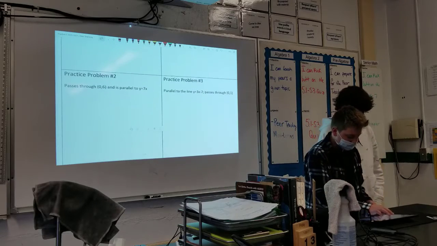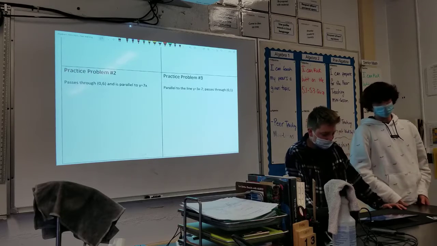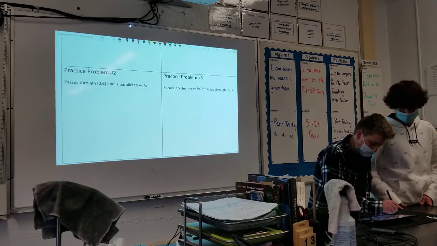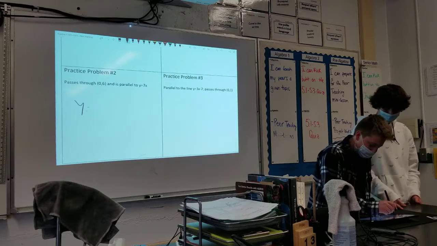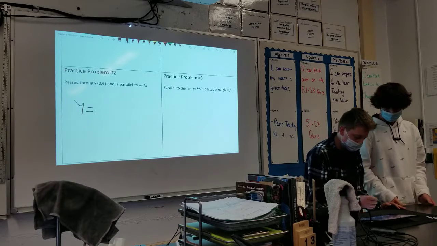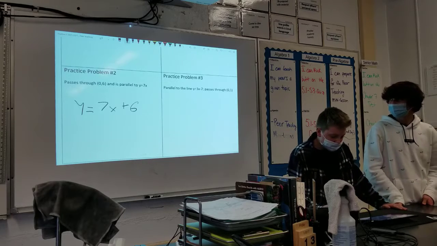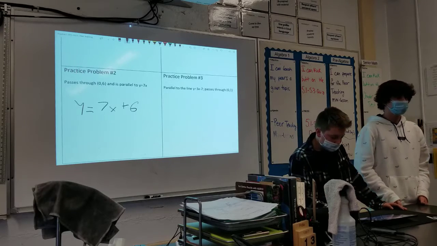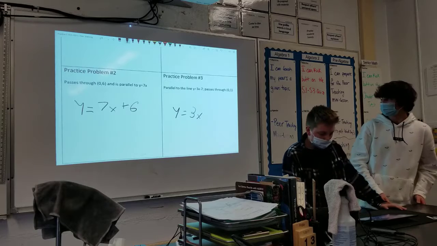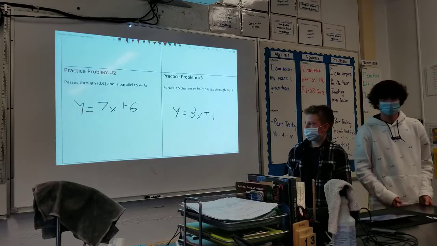All right, so going on to the next problem. The line passes through 0,6 and is parallel with y equals 7x. When it's parallel, that means it has the same slope, so it'd be y equals, and when it passes through 0,6, that means the y-intercept is 6. So it'd be 7x plus 6. Boom, already done. Next, when it's parallel to the line, we obviously know, same slope. So y equals 3x, and it passes through 1, so the line would be plus 1. There we go. Easy.